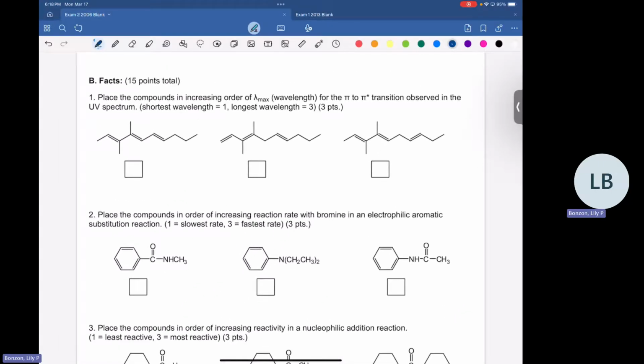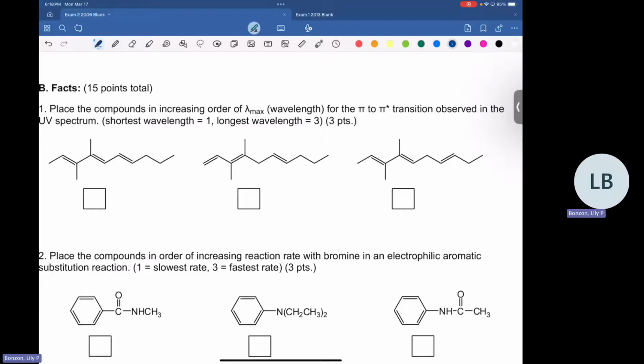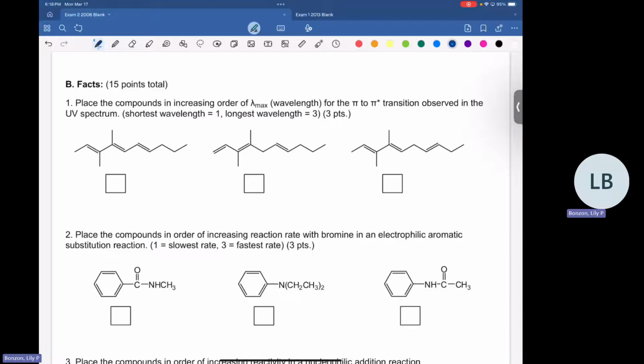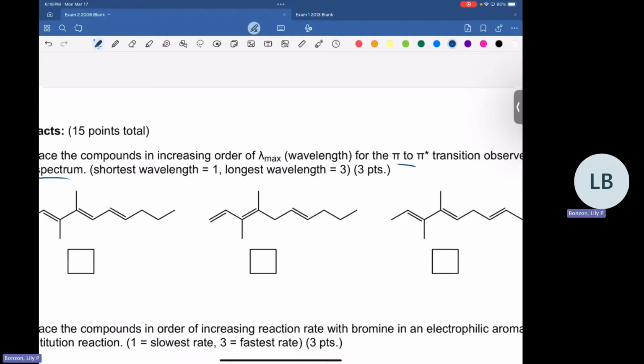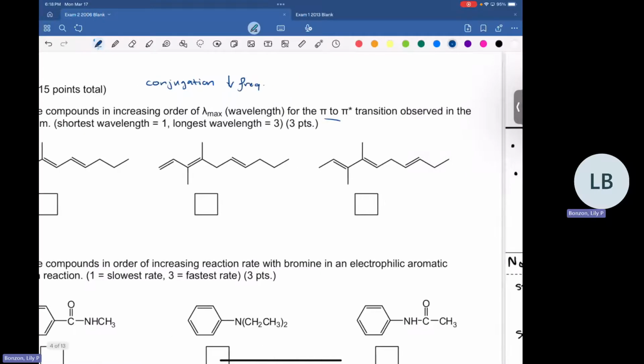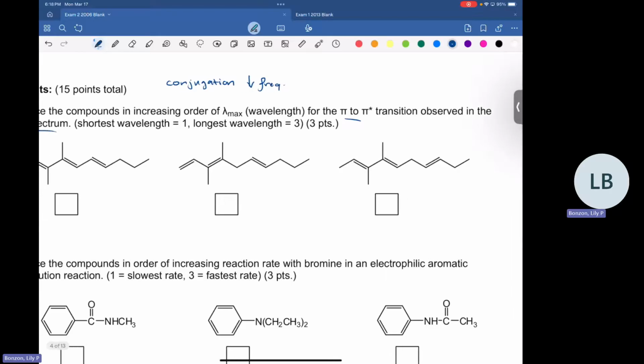Okay, so for wavelength, you could also be asked frequency. For conjugated systems like this, it's asking us about this pi to pi transition in the UV spectrum, but basically we're looking for conjugation and we're looking for R groups on our double bonds. So conjugation will lower frequency. And if you remember from physics, frequency and wavelength are inversely related. So if this decreases our frequency, it will increase our wavelength.